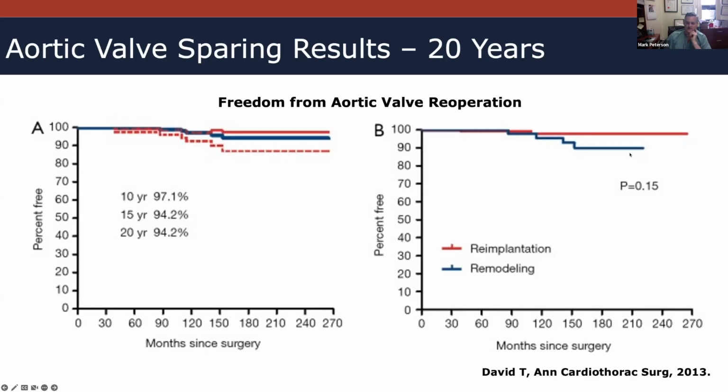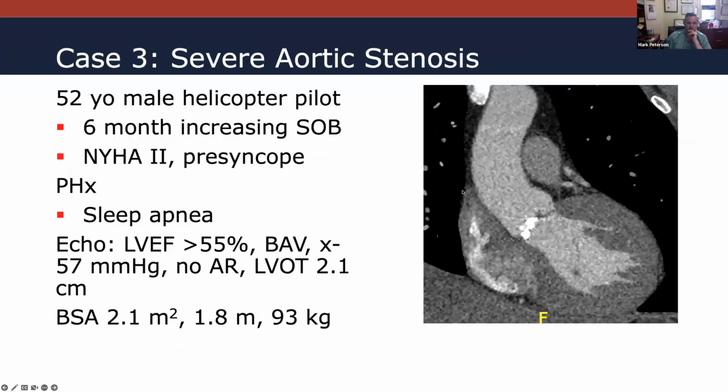And then there seems to be, over time, a little bit of a drop-off in terms of risk of reoperation between the Yakub in blue and the David in red. But again, now that we've added annular stabilization of the Yakub, these results over the long term may be more similar than this graph shows. Okay, so what happens when we don't have a repairable valve?